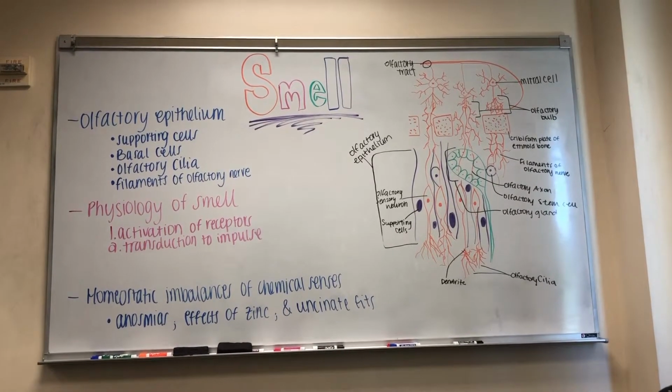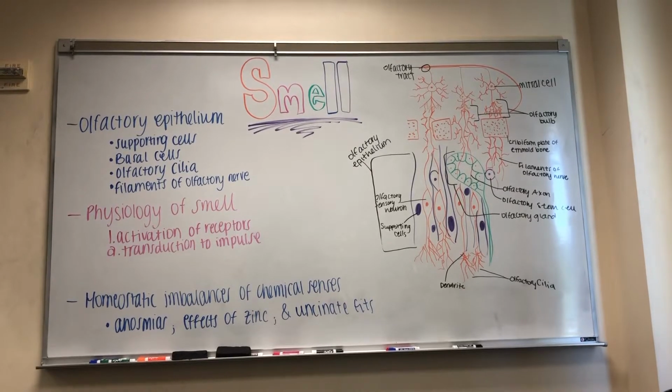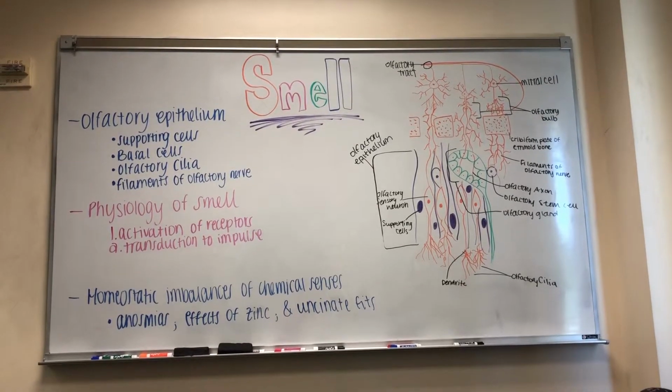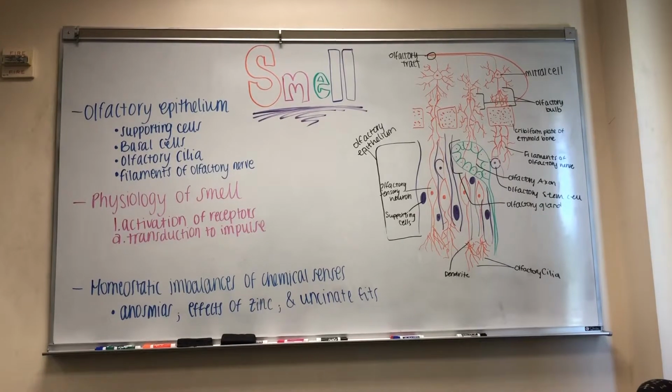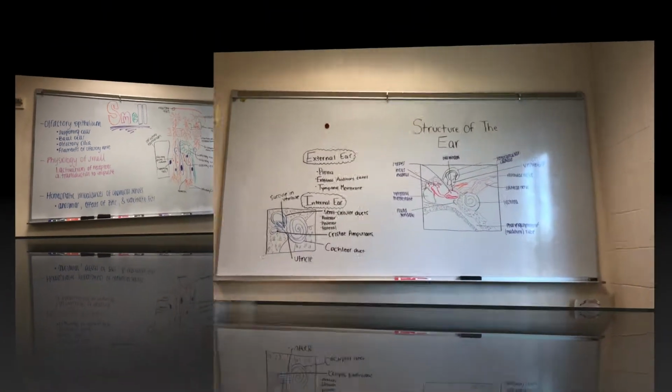Uncinate fits is a form of temporal lobe epilepsy in which hallucinations of taste and smell and inappropriate chewing movements are prominent features. Anatomy of the ear.